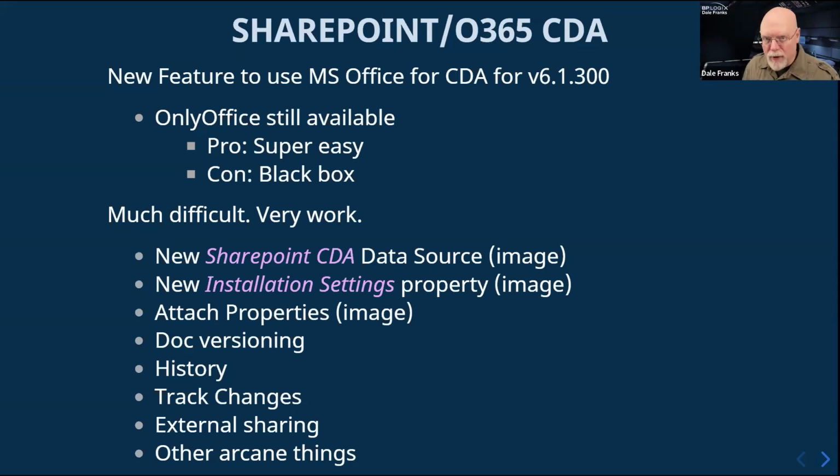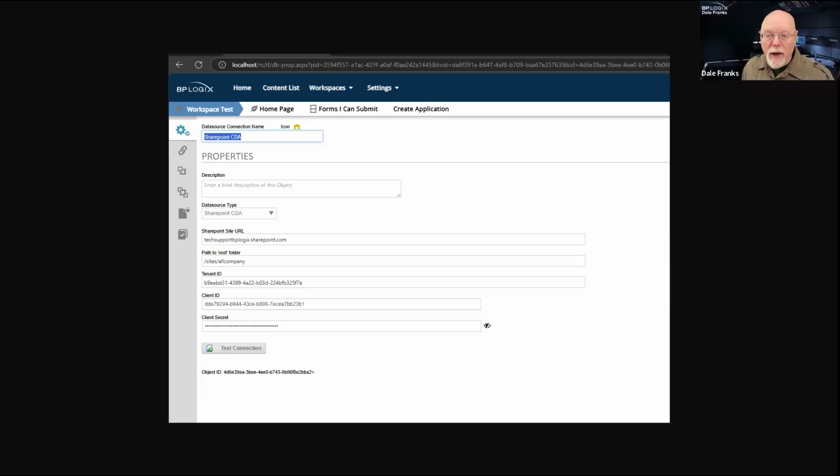It's very difficult to implement, and it's going to require several changes to the product to ensure that it works in all of the circumstances in which you might be running O365 online. So there is a new data source type that is going to be called the SharePoint CDA data source. Now, unfortunately, I do not have a version of the product running where I can demonstrate this directly. However, the developers have been kind enough to supply some screenshots, so we will be able to look at those screenshots.